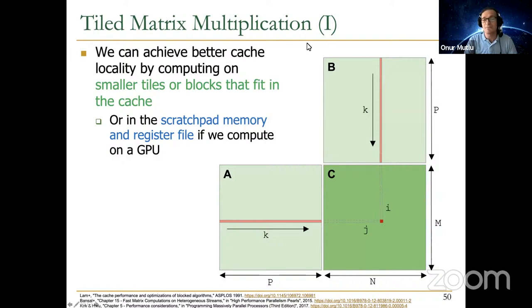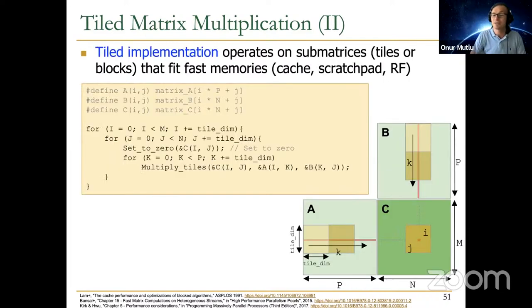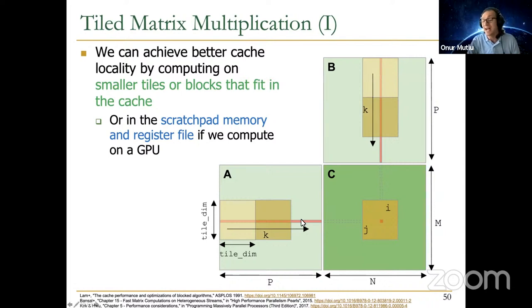So basically, you can achieve better cache locality by computing on smaller tiles or blocks that fit in the cache or in the scratchpad memory and the register file in a GPU, because the register file is huge in a GPU, if you remember. And this is the basic idea. You operate on this tile and this tile in A, and then produce this tile in C. And then you maximize whatever you need to do on those tiles, and then you move to the next tiles, et cetera. Next tiles may be producing results for the same C, because this is matrix multiplication. For example, they may be updating similar locations over here. You can think about that.